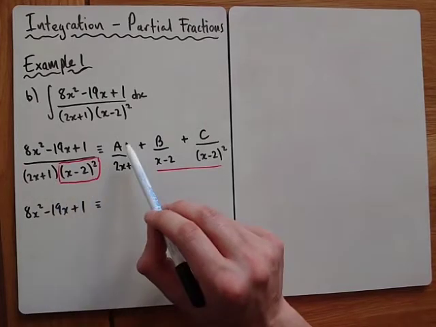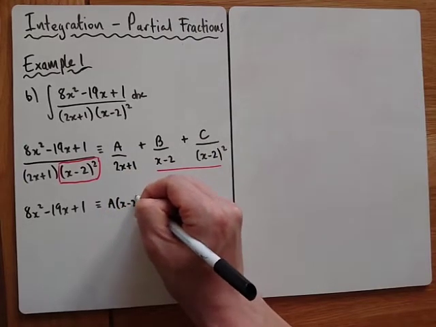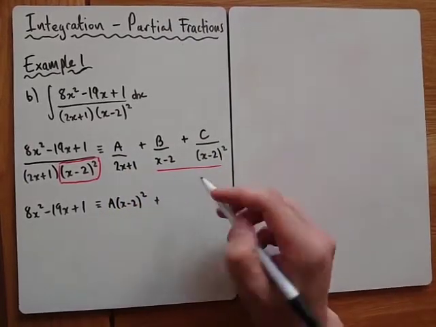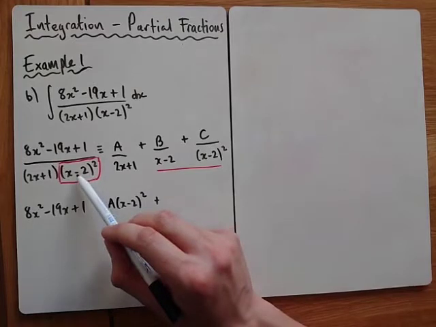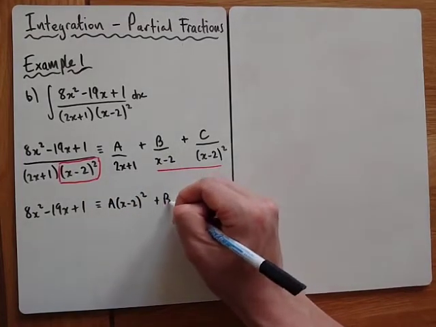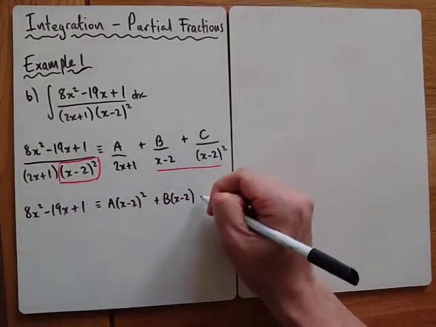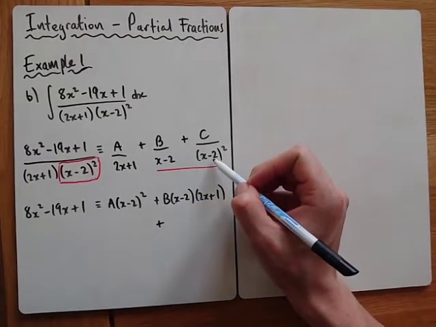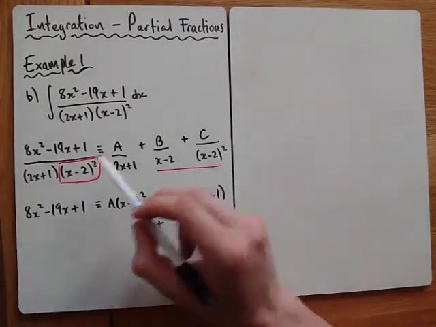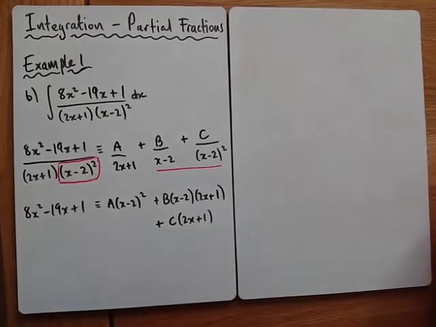2x plus 1, so 2x plus 1, they'd cancel, and that would be left with a times x minus 2 squared. The one that people sometimes get wrong is this one, so just be careful, right? b is already over x minus 2, so if I multiply up by x minus 2 squared, it still has an x minus 2 with it, and it also has to be multiplied by the 2x plus 1. c is over x minus 2 squared, so if I multiply by x minus 2 squared, they cancel, but it does have to be multiplied by 2x plus 1.